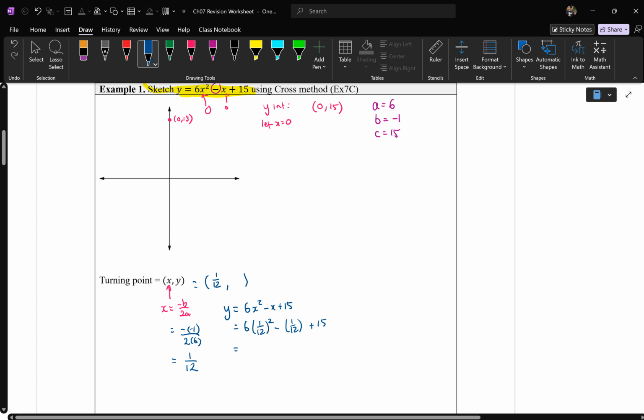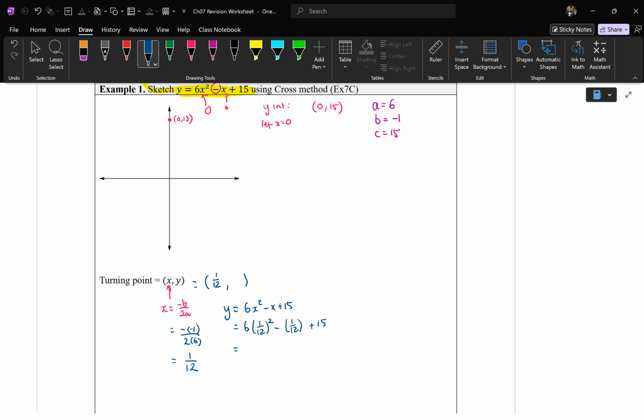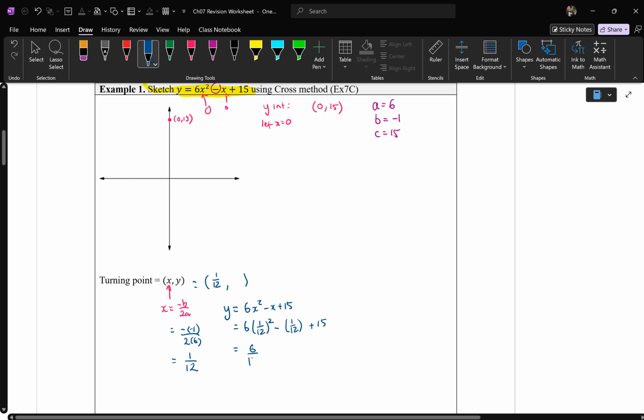And again, like I said, if that scares you, you can use a calculator. So I don't want this method to be the problem. The method was easy. Use a formula, find x, sub it into the equation, find y. Yeah? Use a calculator. For those who want to do it by hand, so here we go. 1 on 12 squared is 1 on 12 times 1 on 12. So it becomes now 6 times 1 on 144. So it gives me 6 on 144 minus 1 on 12 plus 15 on 1.